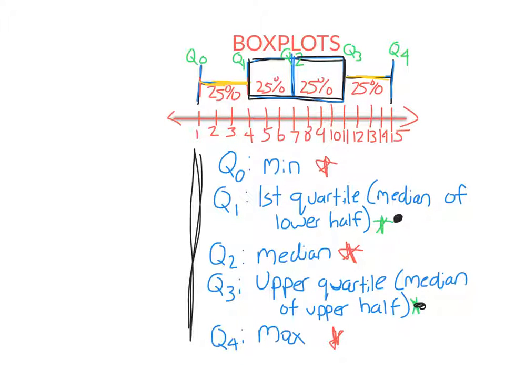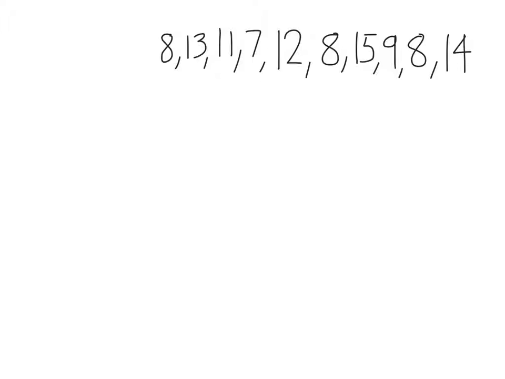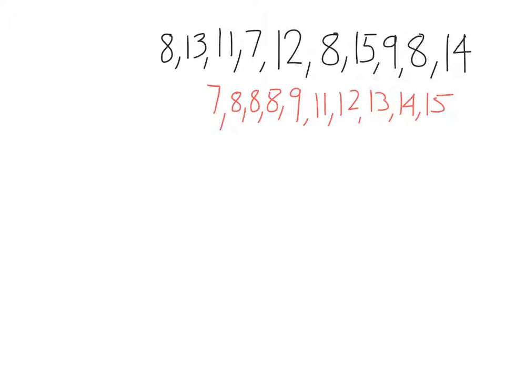All right, now we're going to look at a set of data and turn it into a box plot. So let's say I have this set of data and I want to turn it into a box plot. The first thing I need to do is put the data in order from smallest to largest, because I need that in order to calculate Q0, 1, 2, 3, and 4. So let's put it in order from smallest to largest. Now that I've put it in order, I need to calculate the 5-number summary. So I need to calculate Q0, Q1, Q2, Q3, and Q4.